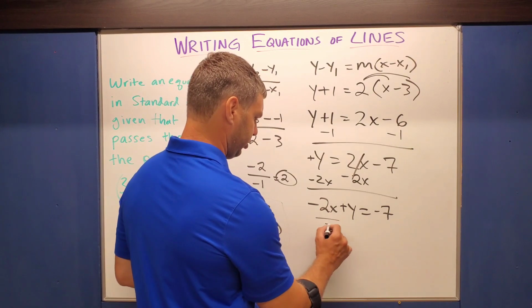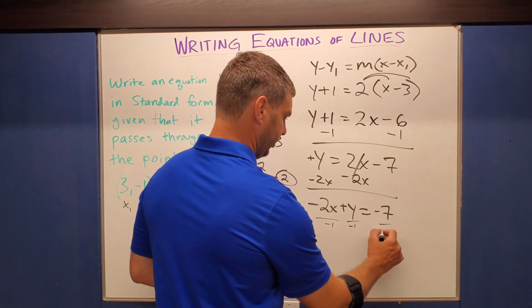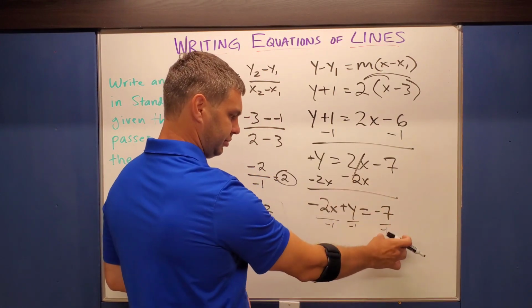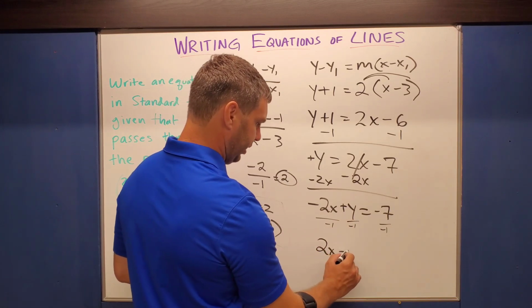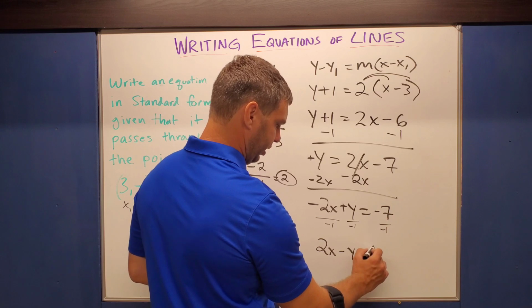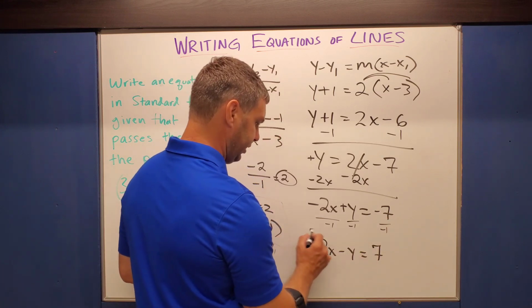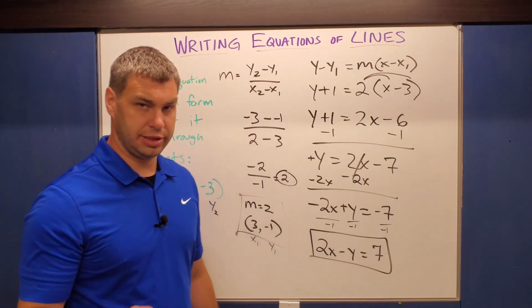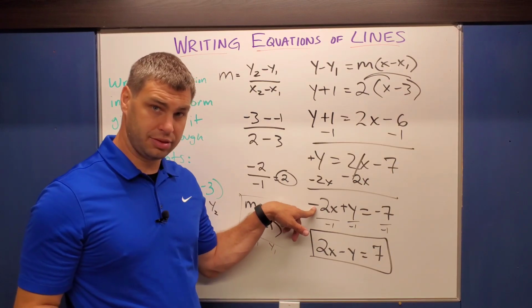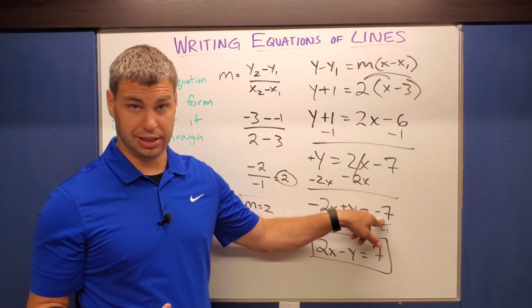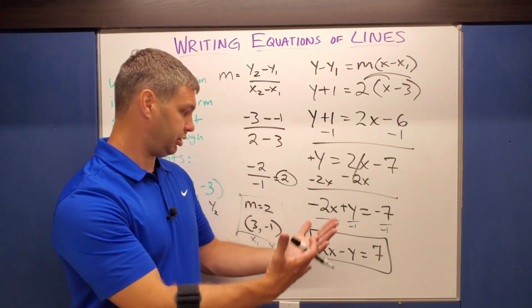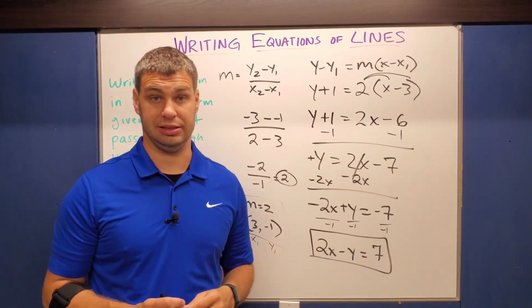I'll show you a shortcut for this afterwards, but remember, if you do something to one side, you have to do it to the other side, so I'm going to do it to all the parts here. And this is going to give me 2x minus y equals a positive 7. Now that is in standard form. A trick with this is if you end up with a negative on your x term, just switch all your signs in the problem. That will turn it to how it's supposed to be to get you into standard form.